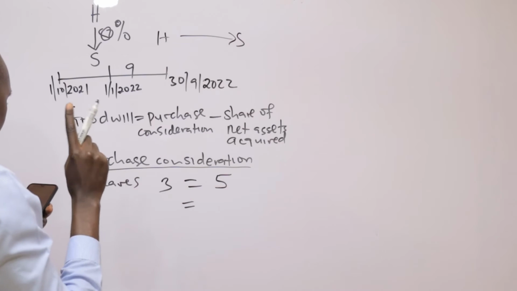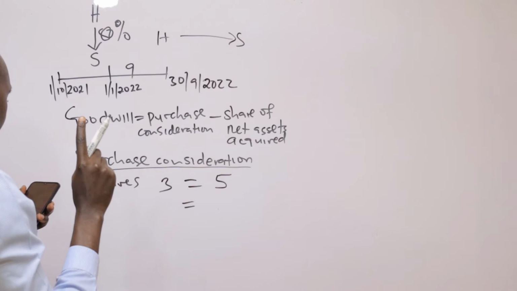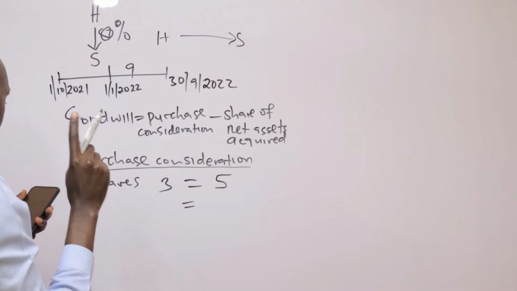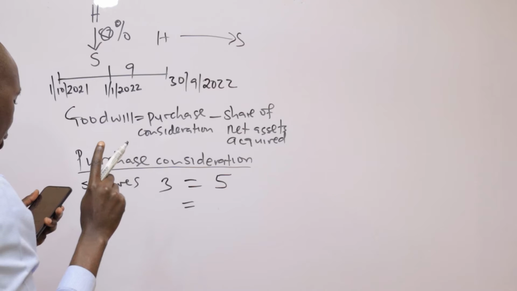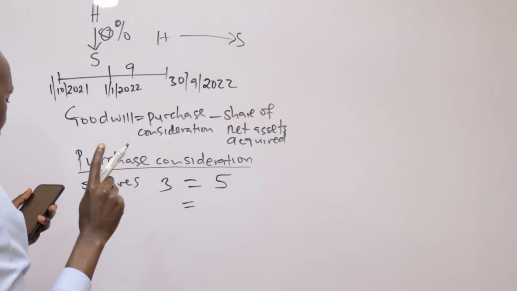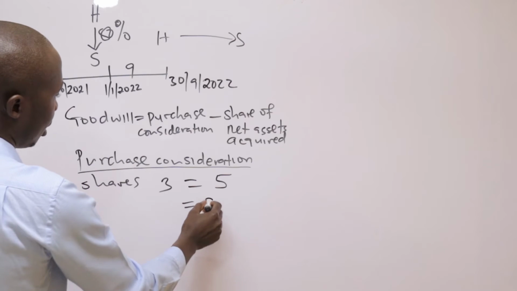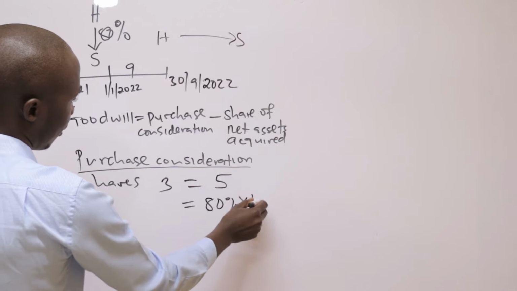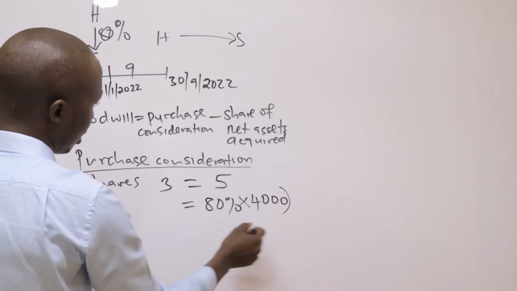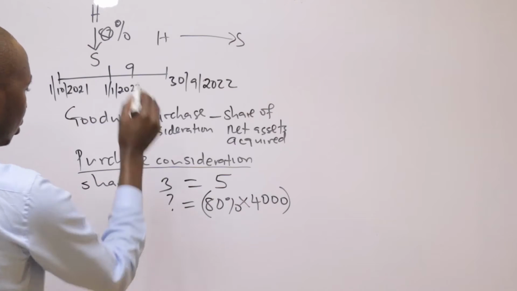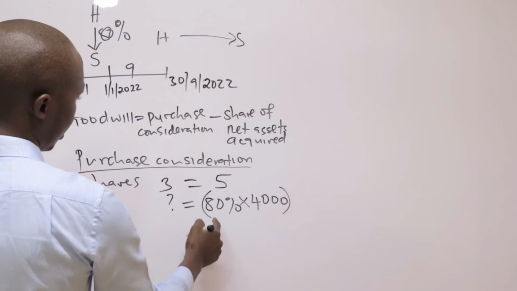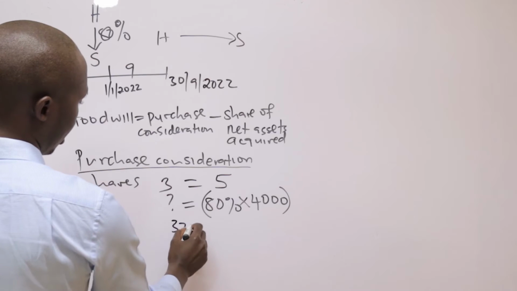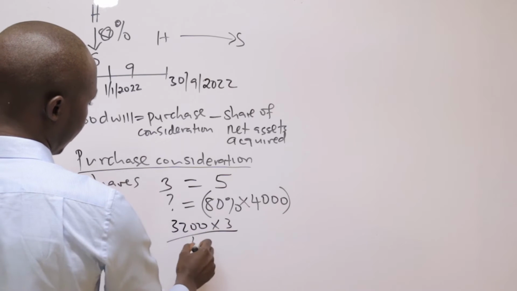As at the start of the question, they said H Limited acquired 80% of the 4 million shillings 10 ordinary shares of S Limited. So here we know that he acquired 80% of the 4 million. I will say in thousands, so 4,000. We need to know how many shares he acquired, so I cross multiply. 80% of 4,000 is 3,200. 3,200 times 3 over 5.